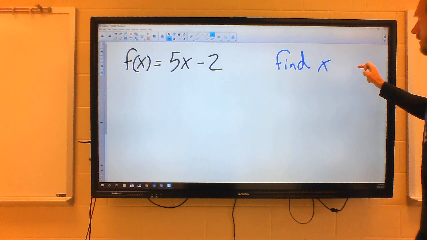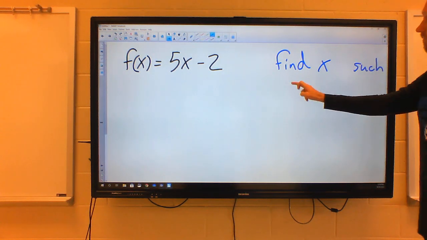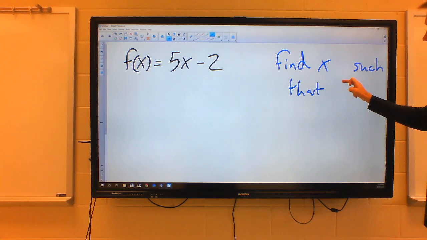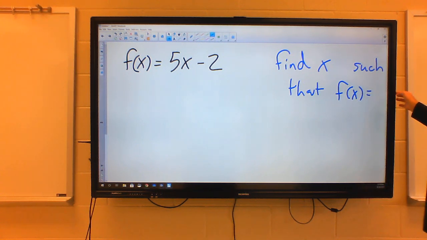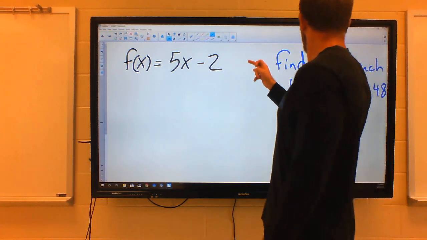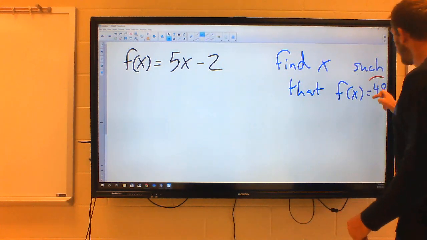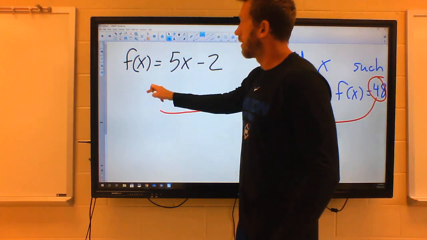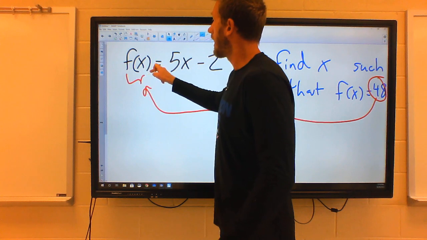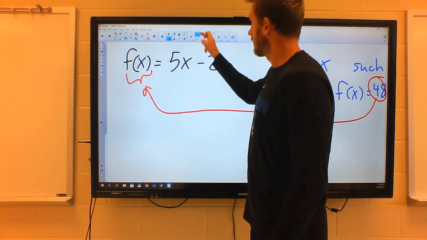Find x such that f of x equals 48. Okay, go ahead and solve that out for x. Press pause if you need to, solve it out. All right, unpaused. All we're doing is taking 48, plugging it in to this entire f of x.